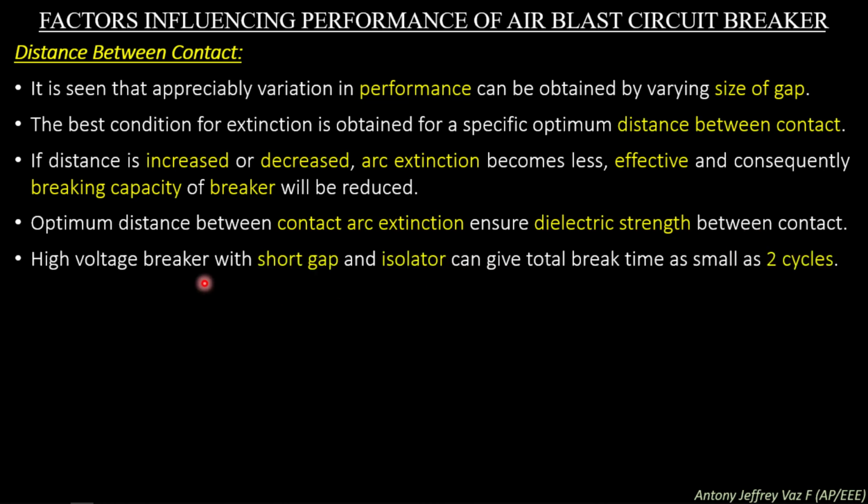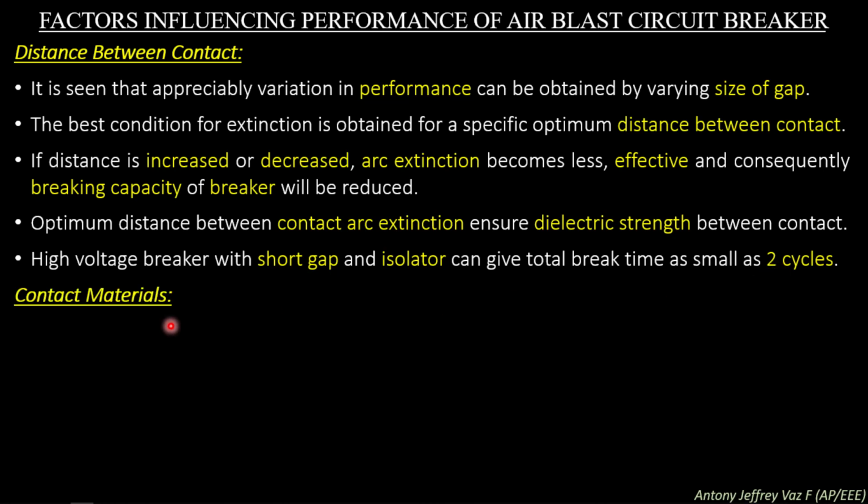High voltage breaker with short gap and isolator can give total break time as small as 2 cycles. So a high voltage breaker with a short gap and an isolator will break the short circuit current and also the arc produced within the 2 cycles of AC wave.